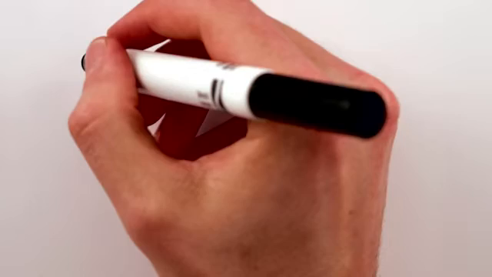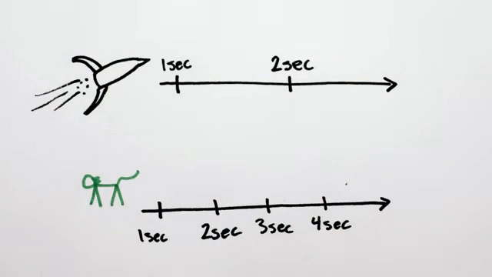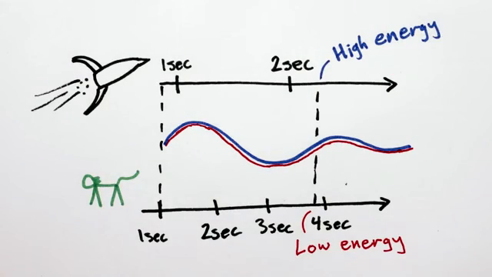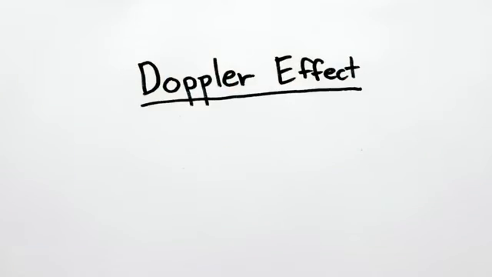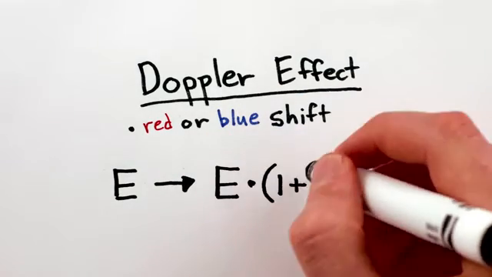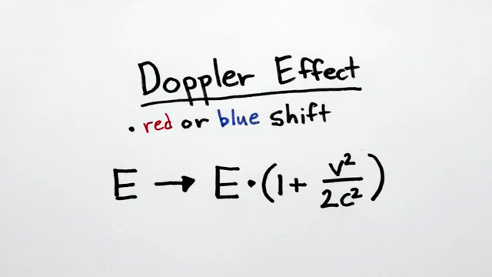energy of the light. Except now that you're moving, special relativity tells us that time passes at different rates for you and the cat, so you'll measure a different value for the frequency, and thus energy, of the light. This is the relativistic Doppler effect, and for our purposes, it amounts to multiplying the energy of the light by 1 plus your velocity squared divided by twice the speed of light squared.